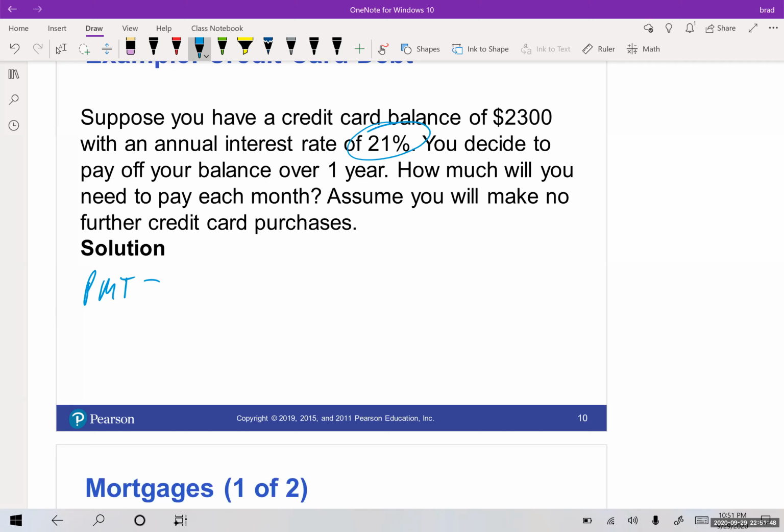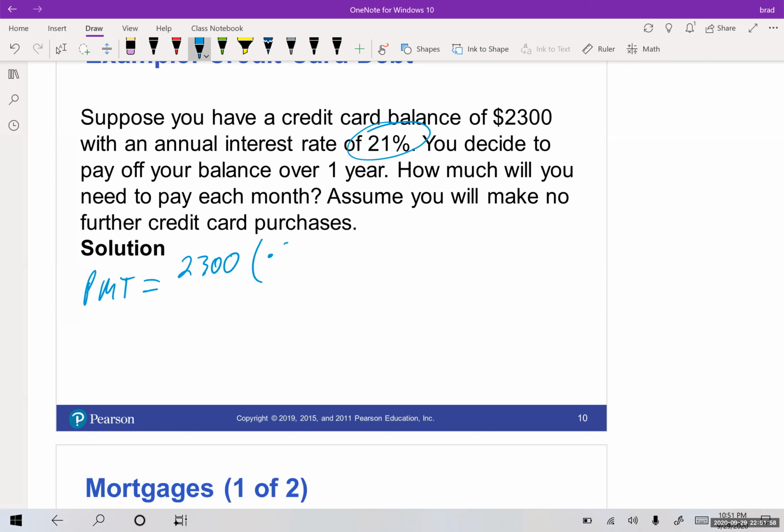Once again, that's our monthly payments, right? And we're going to do 2,300 is how much we owe. We're going to multiply it by the interest rate, 0.21, divided by 12 monthly payments in a year, right? And then we're going to divide this by 1 minus, and I'm just using this formula from above, 1 plus 0.21 divided by 12. And then this will be negative 12 times 1. So this will just be negative 12, right?